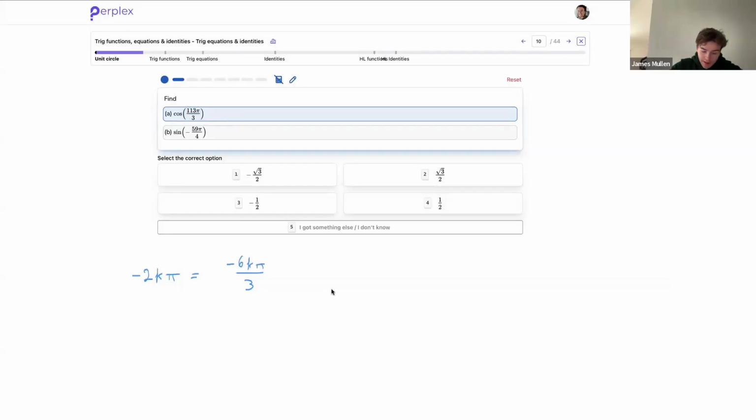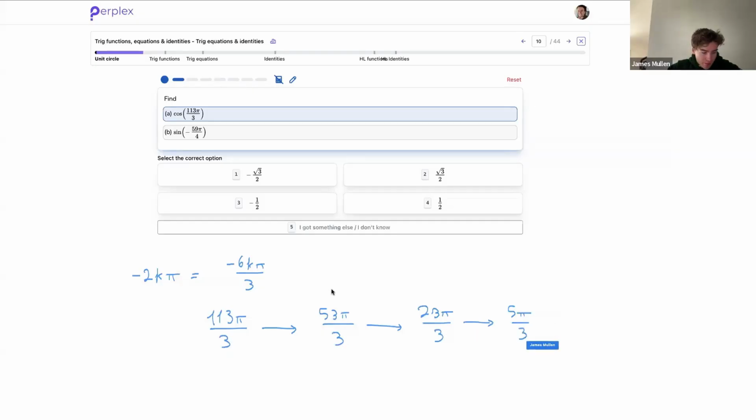So I'm going to start by subtracting out 60 pi, and that's going to give me 53 pi over 3, okay? Then I can subtract out another 30 pi. That gives me 23 pi over 3. And if I subtract out now another 18 pi, then I get 5 pi over 3.